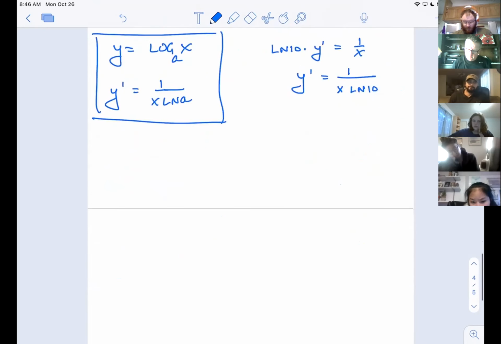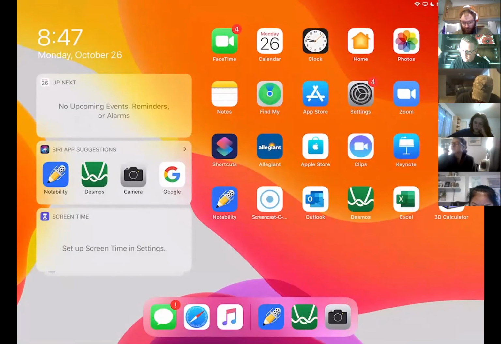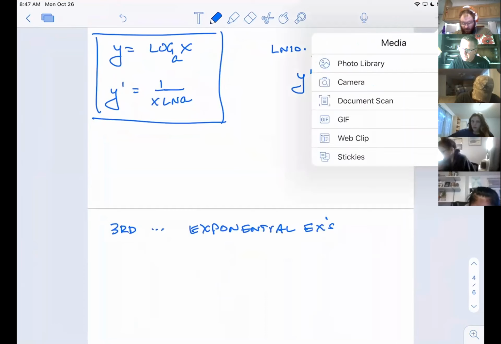What of, though, kind of our third for today, what about exponential equations? Man, my handwriting looks terrible. Let me show you an example of this. I have something kind of set up that'll go fast here. Where did I put it?